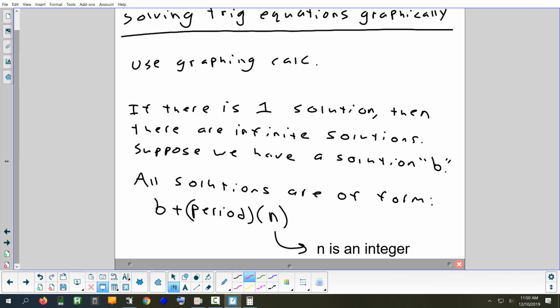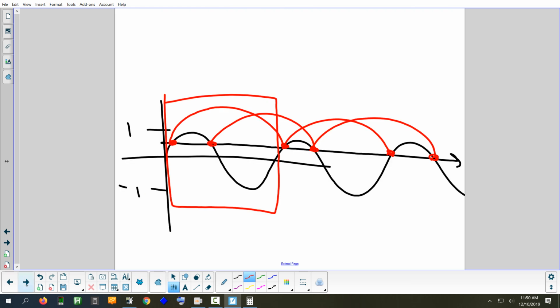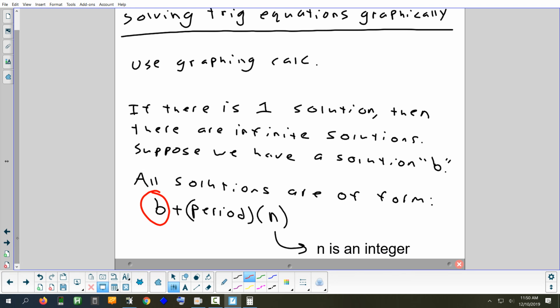So, point is, if you have a trig function and there's 1 solution, then there's infinite solutions, because that solution will repeat every cycle. So, the idea is just what I showed you. Find 1 solution, and then put plus the period times n. In the problem I showed you, there were 2 solutions per cycle. There could be 1, there could be 2, there could be 3. It depends on what you're graphing.